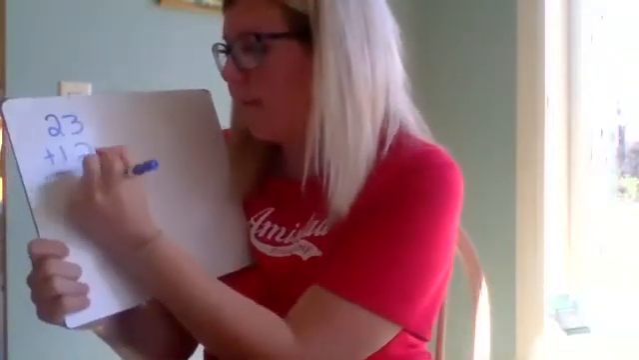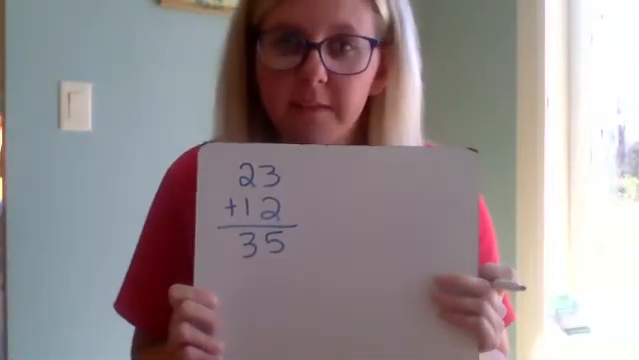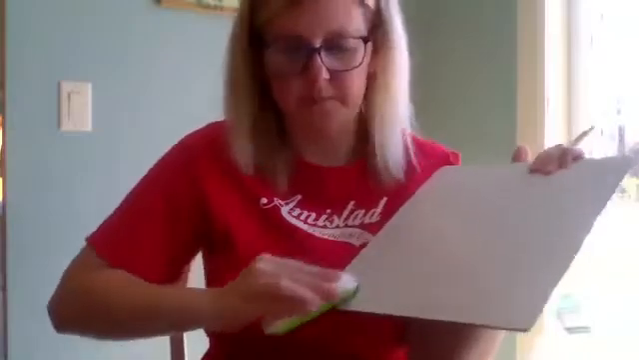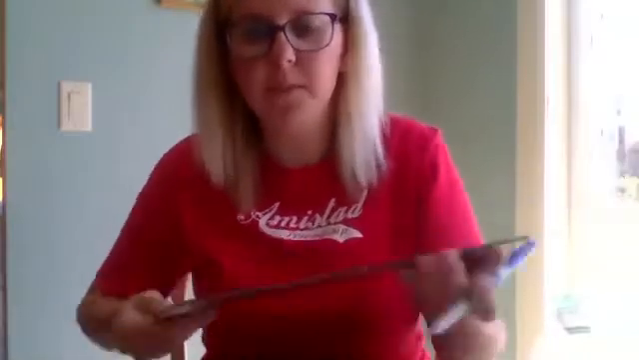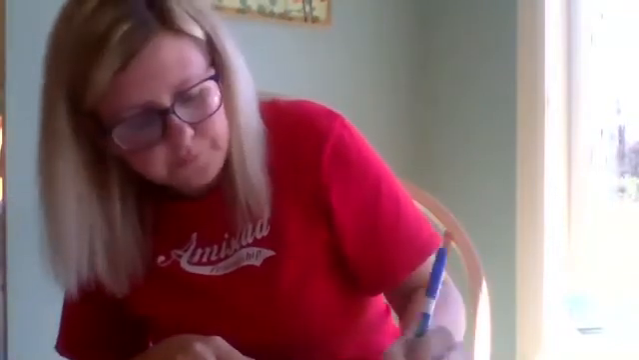So 2 plus 3 is 5. 2 plus 1 is 3. Did I get 35? If you did, you got it correct. Now, let's do B on the worksheet. It says 56 minus 24.